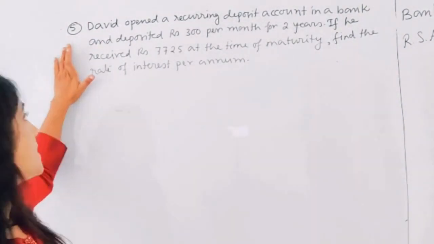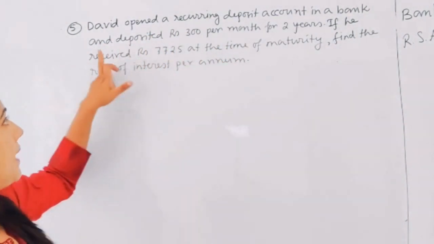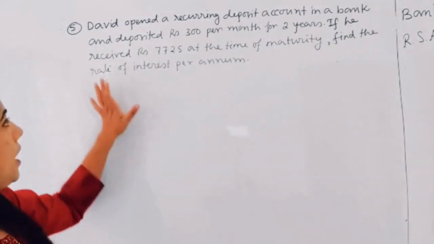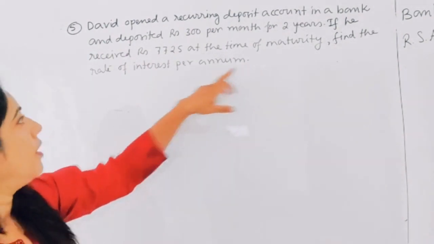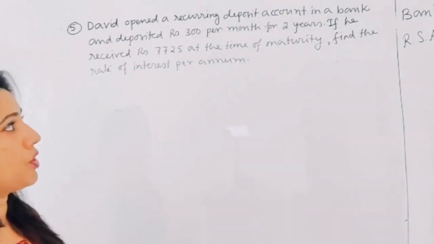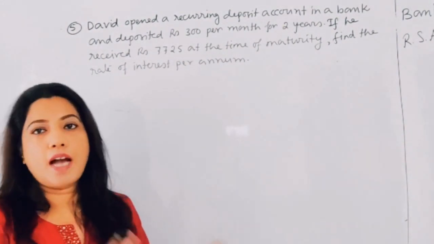Question number 5 says, David opened a recurring deposit account in a bank and deposited rupees 300 per month for 2 years. If he received rupees 7725 at the time of maturity, find the rate of interest per annum. So let us write down the information given. You can pause the video and do the sum on your own and check the answer after you are done.